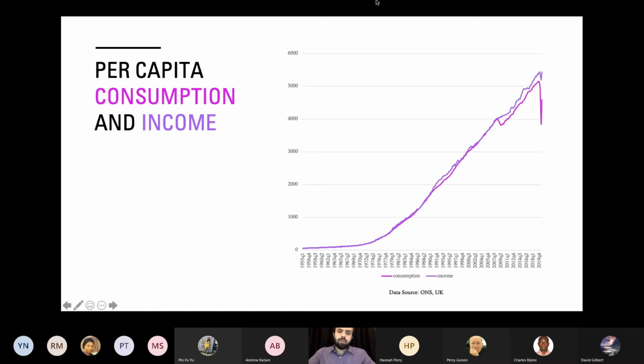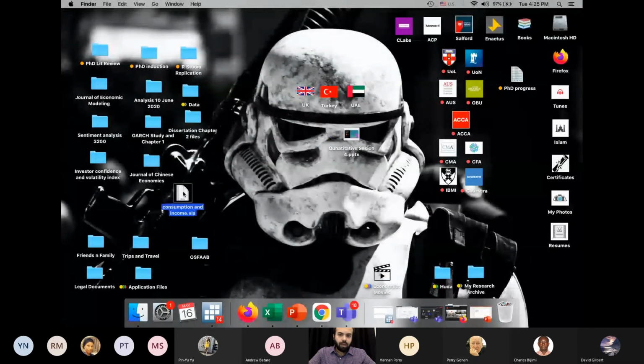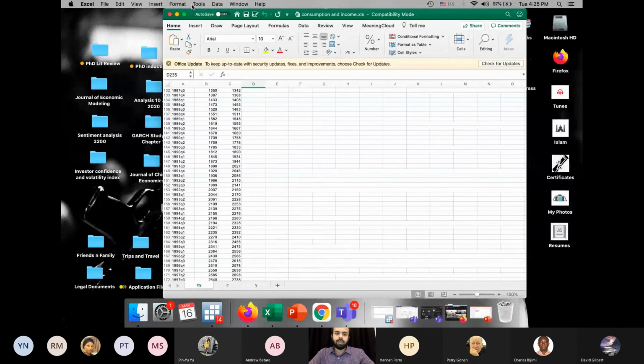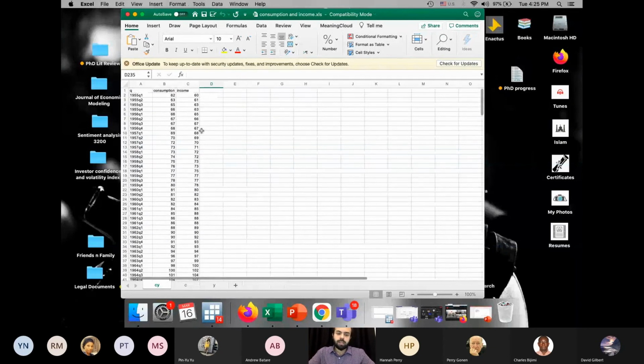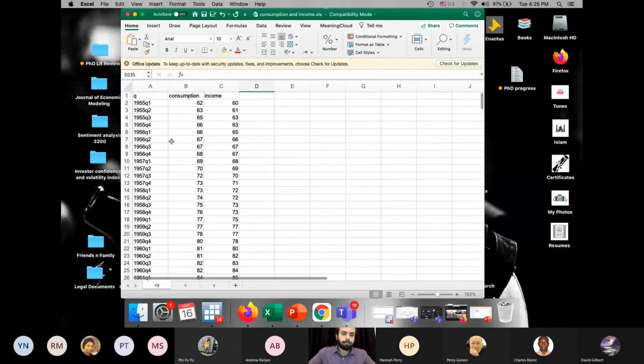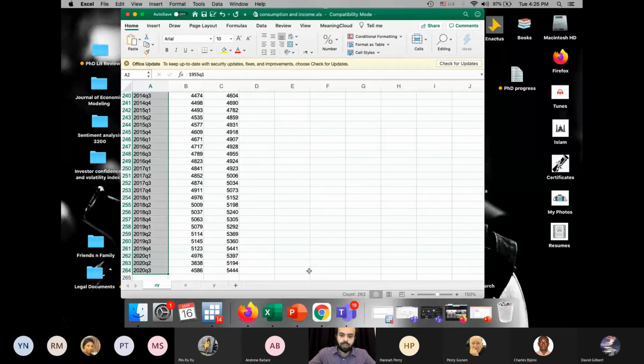Moving on, we will look at how we can examine multivariate time series using a demonstration of per capita consumption and income. I've gathered data from the Office for National Statistics of the UK. I'll show you how the data looks, and we will see if it's cointegrated or not. If it's cointegrated, then we can go for the vector error correction model. If it's not cointegrated, then we would have a vector autoregressive model. This is how the data is structured. It's quarterly data from 1955 up until 2020.